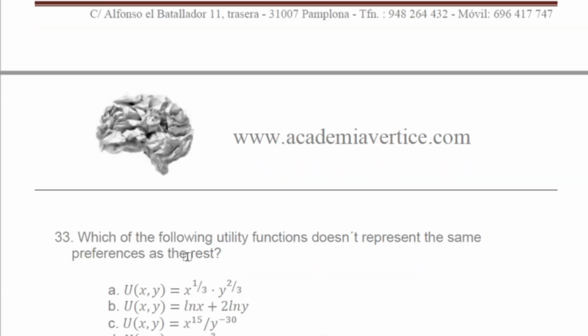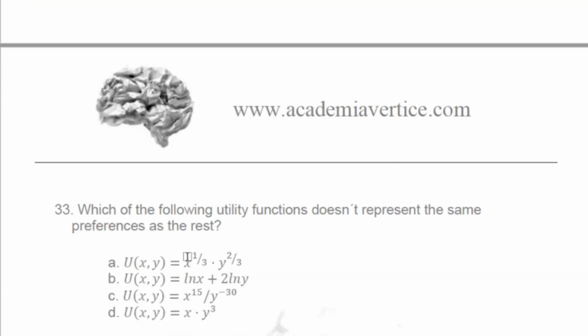Okay. Now, an easy but important question, maybe not so easy for students. Which of the following utility functions doesn't represent the same preferences as the rest? Okay, this is a Cobb-Douglas type utility function, and since the exponent of y is double the exponent of x, it tells me that this consumer likes to spend 2/3 of his income on good y and 1/3 on good x. So double on good y than on good x, always, of his income.